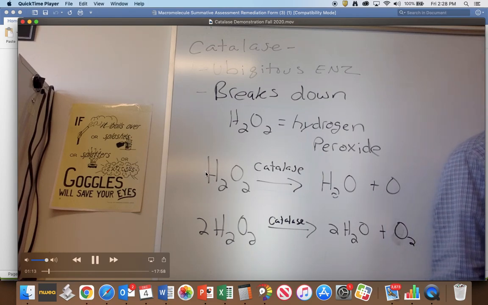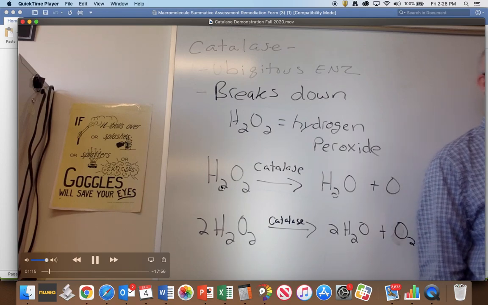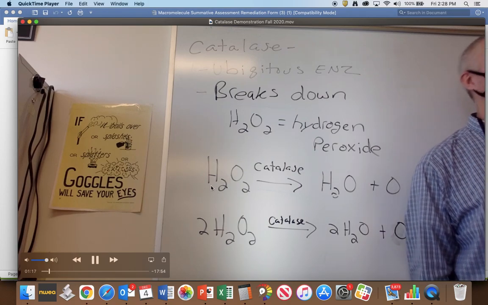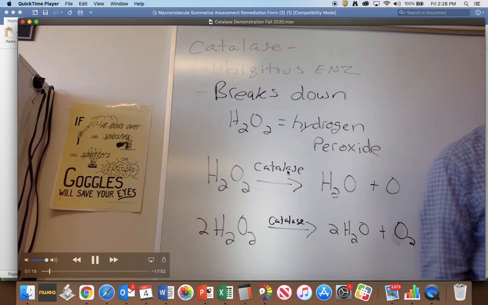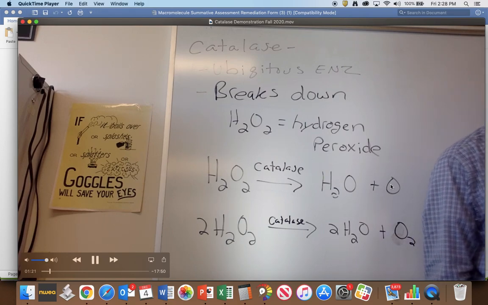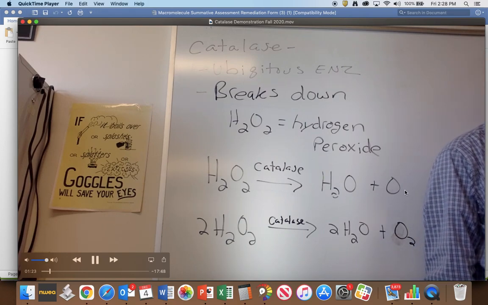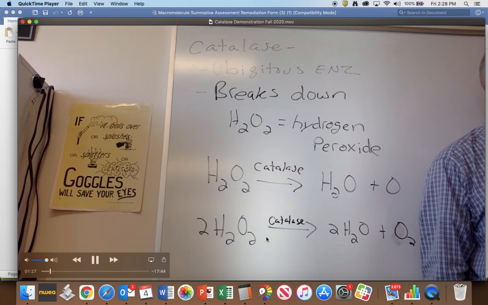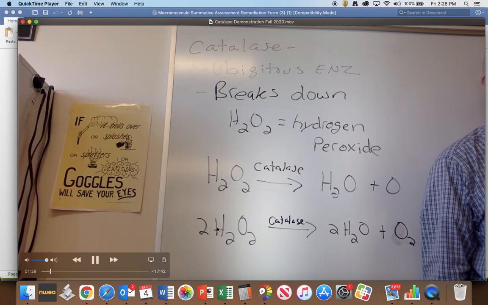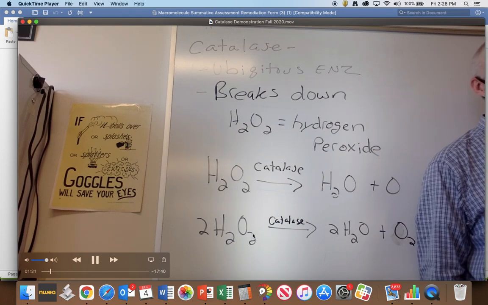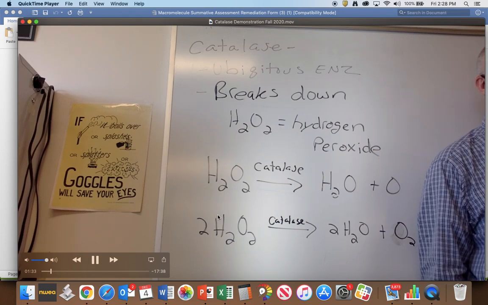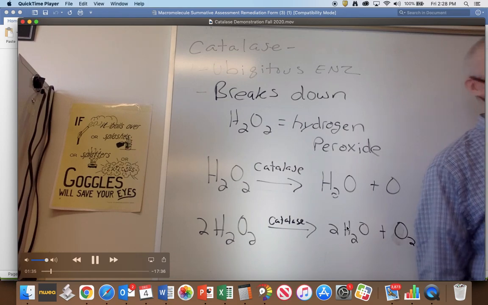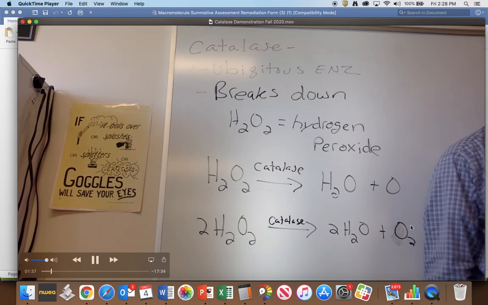The chemical equation for the reaction is H2O2 in the presence of catalase becomes H2O and O2. And then the balanced one, where we keep track of what's on each side of the equation, will be 2H2O2. This 2 goes with both of these. It becomes 2H2O and O2.